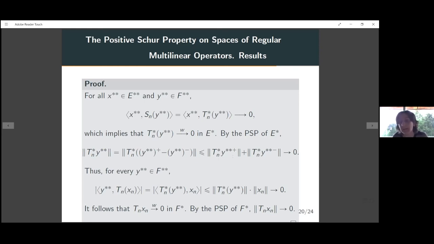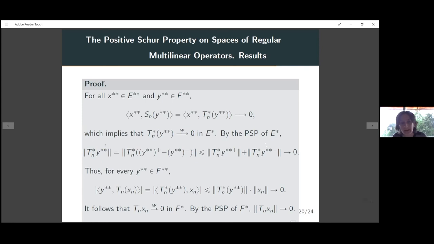This is weakly null and is positive. So by the positive Schur property of the dual of E, this goes to zero. The same works for the negative part. If we take any positive element here, because the negative part of a vector is positive, this sum goes to zero as n goes to infinity.